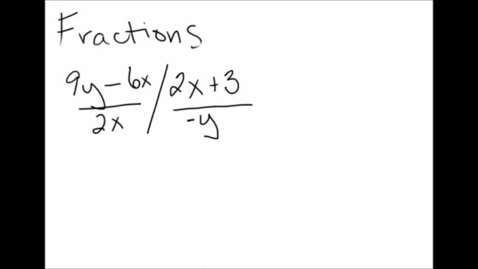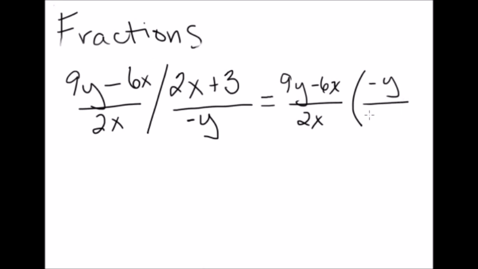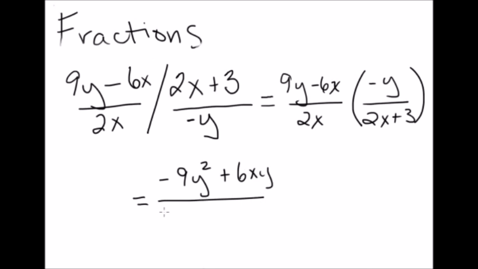Here's another example problem to work through if you want to pause the video. So I'm going to multiply by the reciprocal, negative y over (2x + 3). I'm going to distribute the negative y, so I get negative 9y² + 6xy over, I'll distribute the 2x, and get 4x² + 6x.